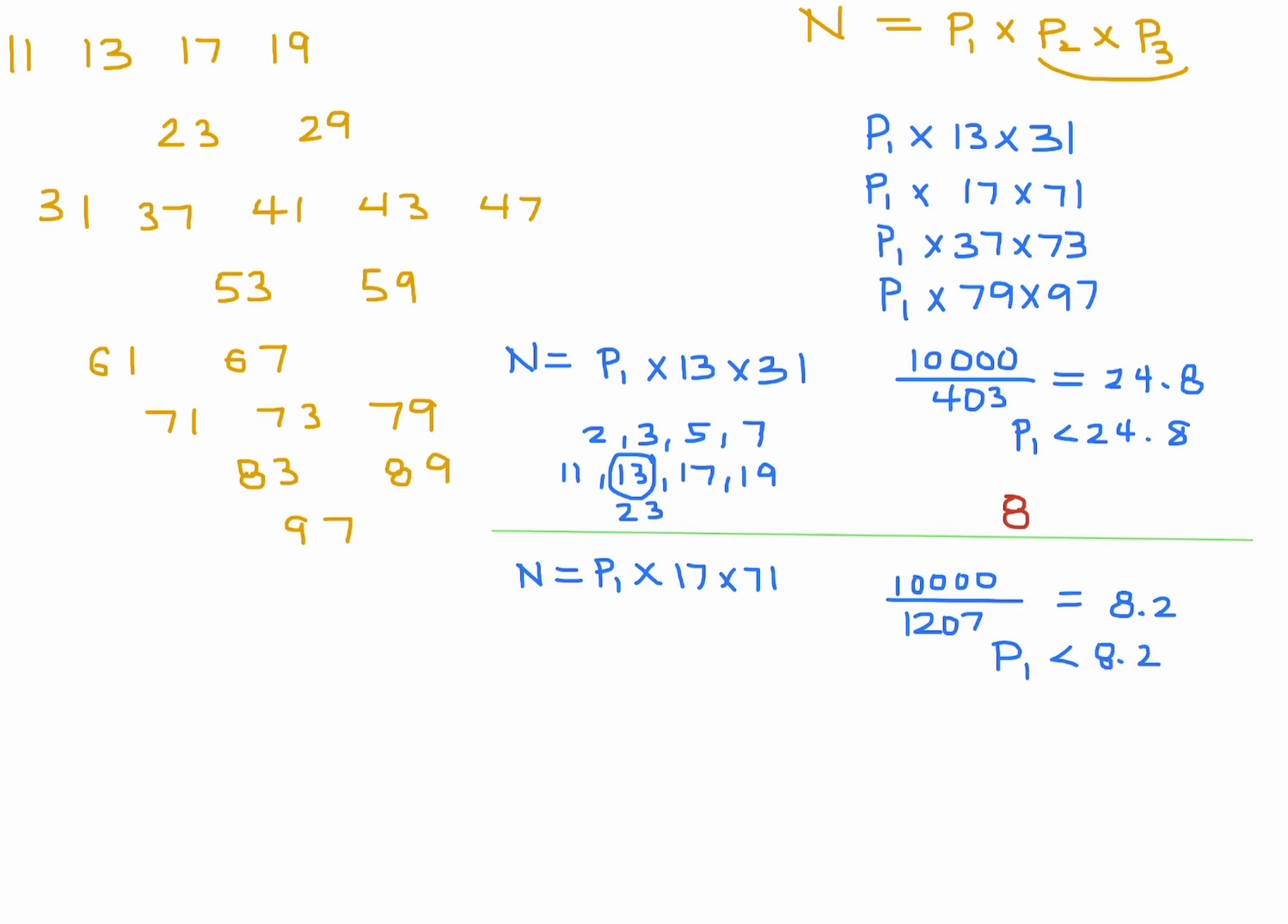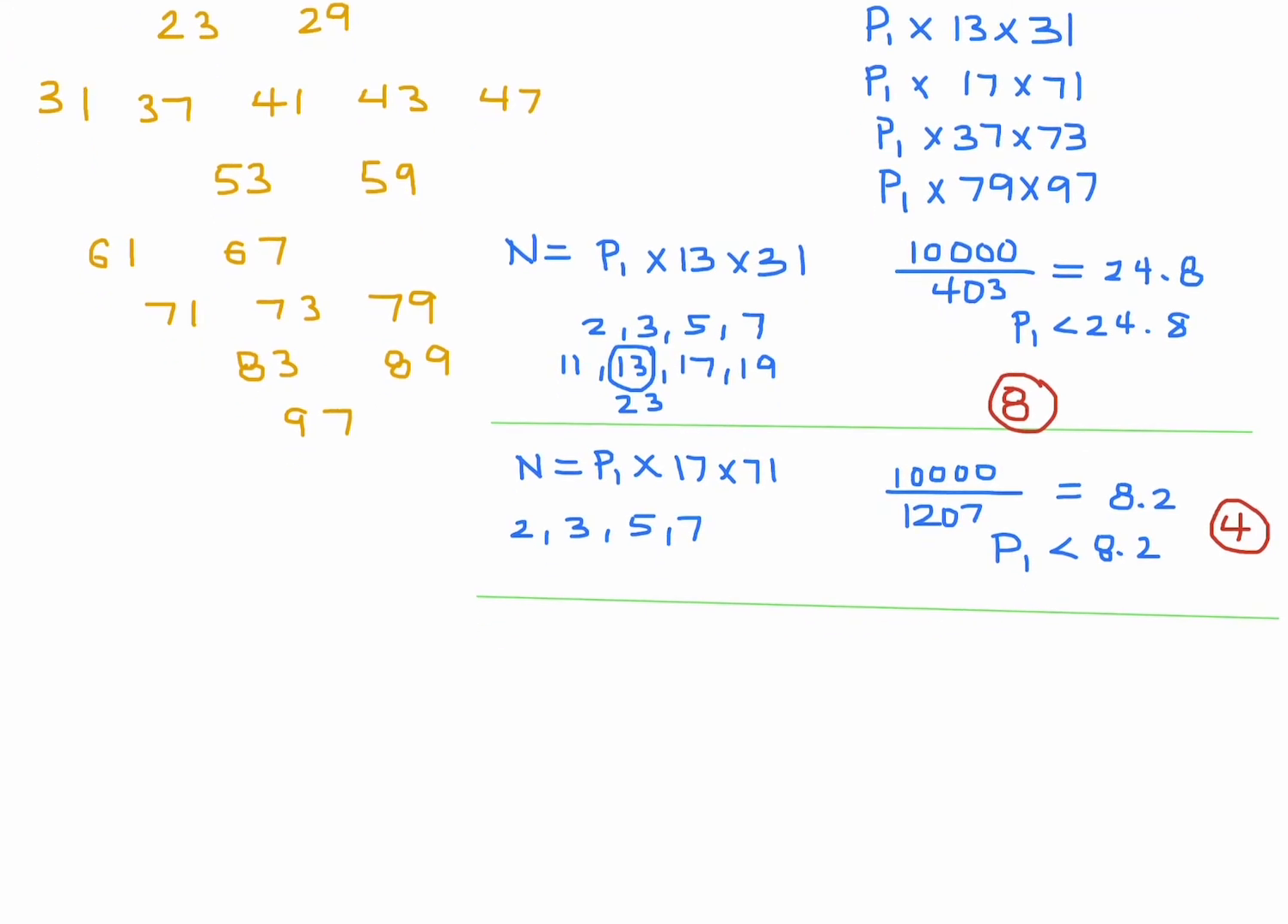Well, let's list the primes that are less than 8.2. 2, 3, 5, and 7. And all of these are allowed. None of these are going to give you a double. So there's 4 of these. So let me just put the 4 there. 4 here, 8 here. All right. Okay, let's keep on going. It's in the exact same way for the next one.